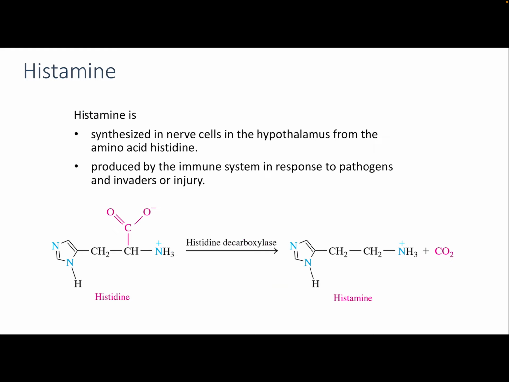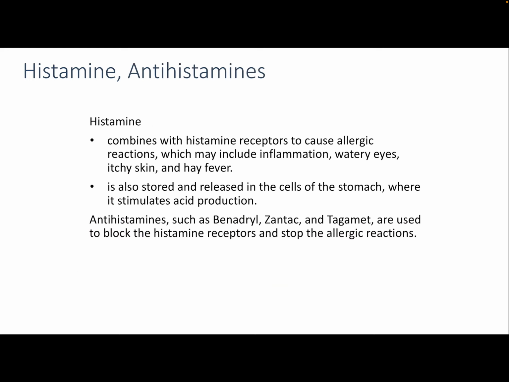Histamine. Histamine is synthesized by the hypothalamus from the amino acid histidine. Histidine is the amino acid. This one is an immune sort of neurotransmitter. It's a response to allergies and that kind of stuff. It basically signals your body that you need to start running your eyes, getting itchy eyes, and inflammation and that kind of stuff. It's also released in the cells of the stomach, where it helps to stimulate acid production. Antihistamines, such as Benadryl and Tagamet, block the histamine receptors so that they don't trigger their intended outcomes.